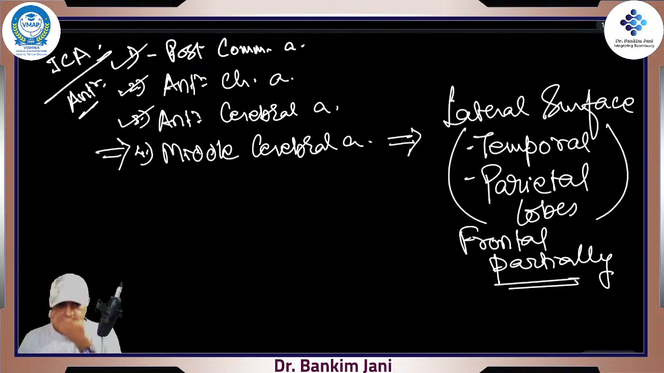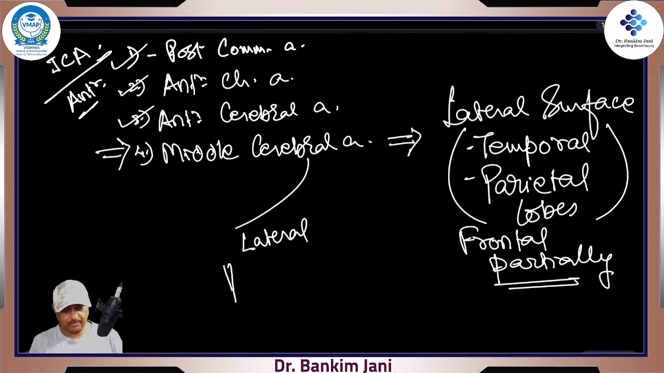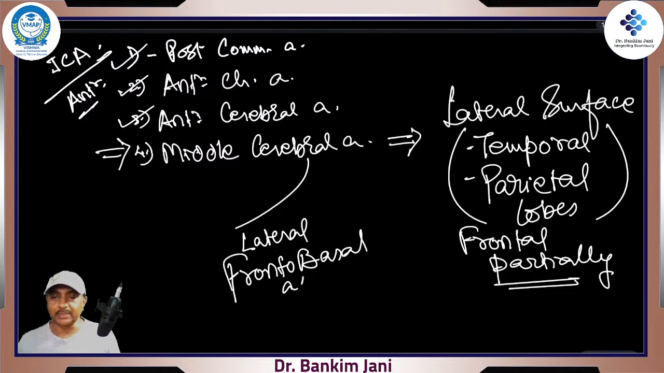And we said that it will give one important branch, going like this, and that was the lateral frontobasal artery, right? We just talked about the lateral frontobasal artery. So this is about the anterior circulation.